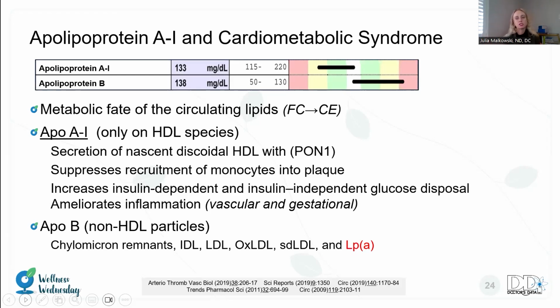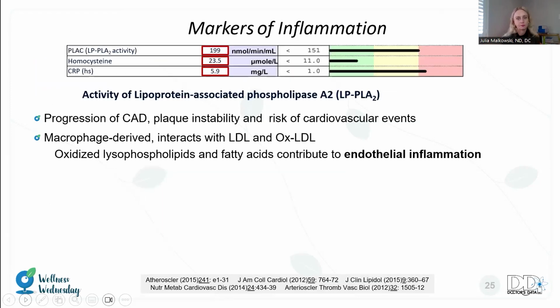Apolipoprotein B, conversely, is going to be an aspect of every non-HDL lipid particle in circulation. That's going to be the chylomicron remnants, the IDL, the intermediate, the LDL, the oxidized, the small dense LDL, and that genetic lipoprotein A. So it is the conglomeration of all of those lipid particles. That's why individuals are really looking at this biomarker right now, because they want to understand essentially how much do we have of all these non-HDL particles. So that's apolipoprotein B.